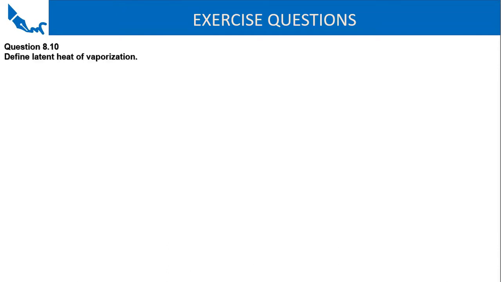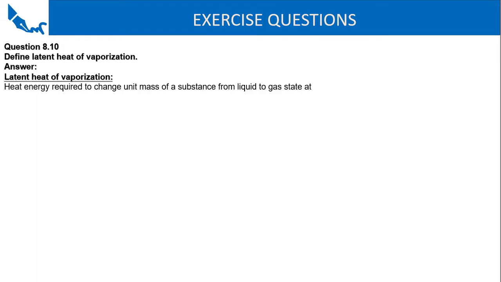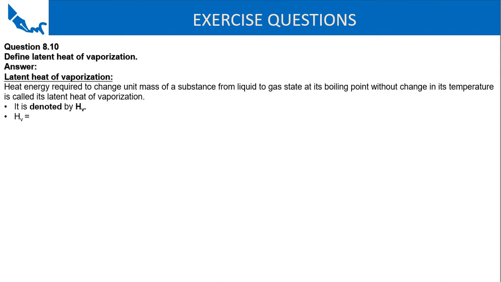Now question 8.10, define the latent heat of vaporization. Heat energy required to change unit mass of a substance from liquid to gaseous state at its boiling point without change in its temperature is called its latent heat of vaporization. It is denoted by HV. HV is equal to delta QV by M. Its unit is joule per kg.